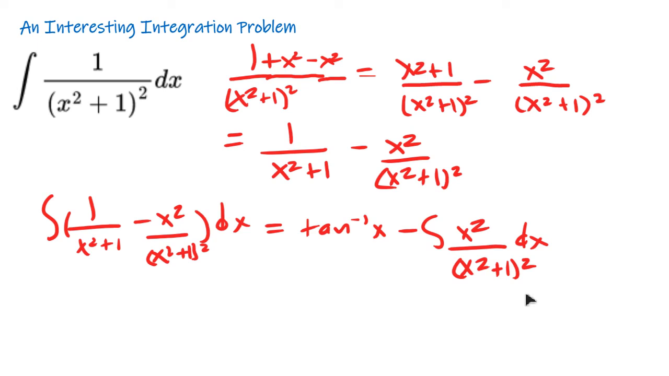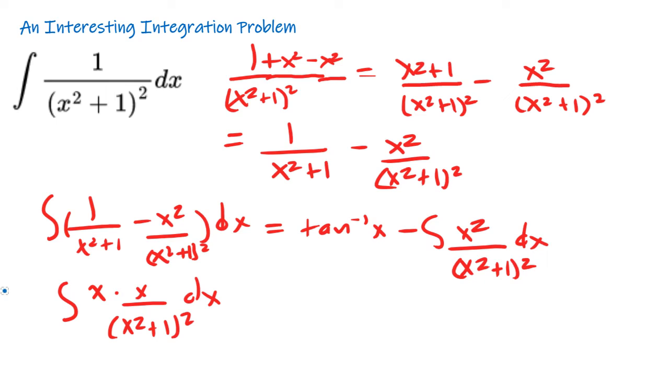Once I got to this point, I thought maybe we can try to do the same thing, or how about this? Why don't we just use integration by parts for the second integral that we've just created? Because now we can write the integral of x squared over (x squared plus 1) squared as x times x over (x squared plus 1) to the second power dx. Now, what does that mean?